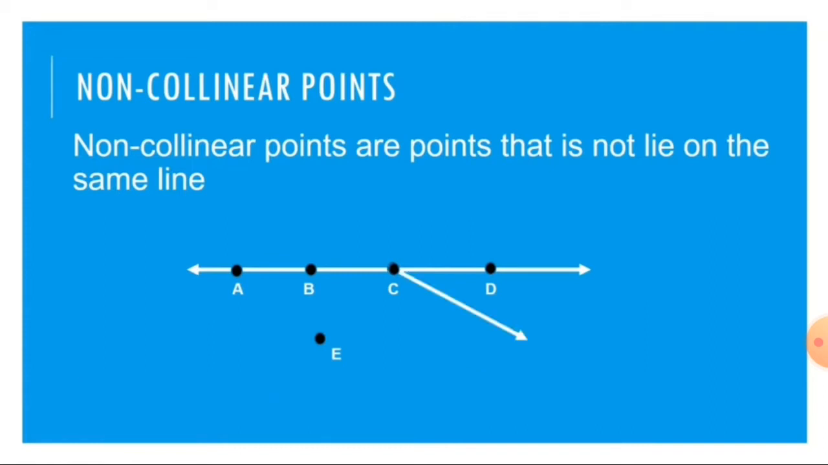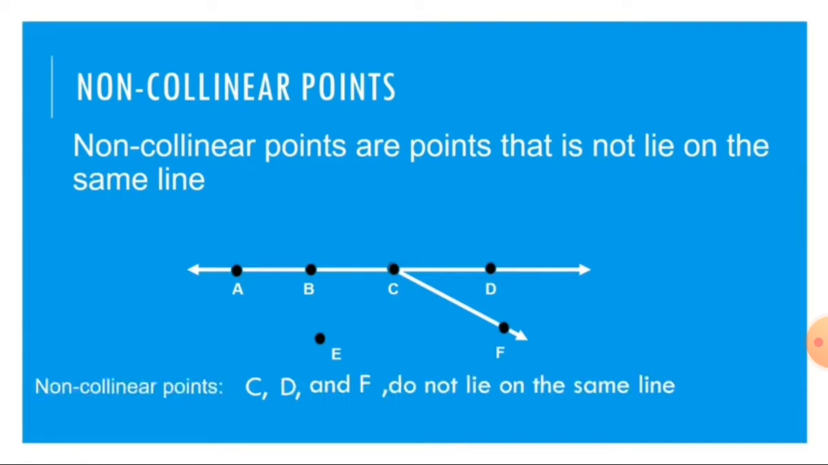For instance, we have another one. Concentrate na lang tayo doon sa point F. So, pinili ko si point C, pinili ko si point D, at pinili ko si point F. They do not lie on the same line again. So, ang tawag diyan, non-collinear points. So, again, kapag pumili tayo ng mga points, at isa sa mga point na yon ay wala sa line, ang tawag doon ay non-collinear points.